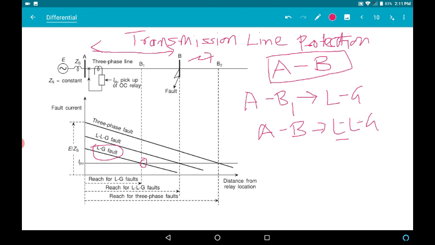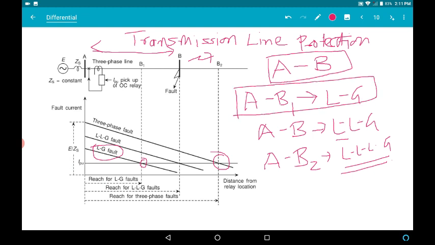But if you see the third fault, that is the three-phase fault, the relay is basically overreaching. Overreaching means for a three-phase fault, the relay is operating till this point, right? So from point A to B2, the relay is operating for the LLLG fault, right? So this is the first case where the relay is working only up to point B1.